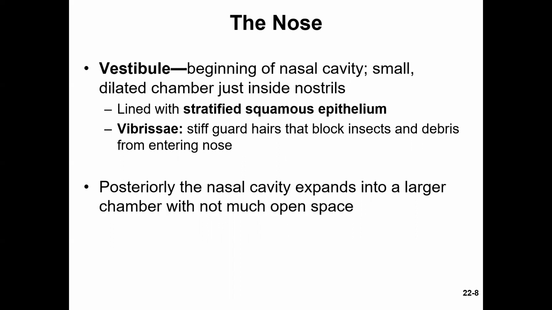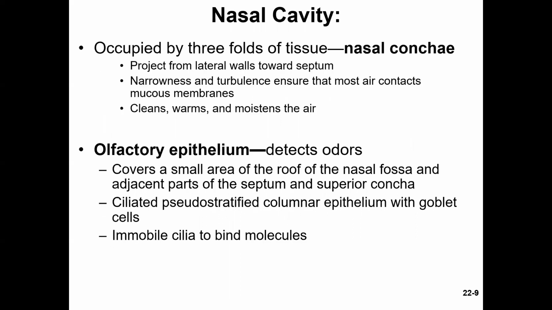Posteriorly, the nasal cavity expands into a larger chamber with not much open space. It's occupied by three folds of tissue. We call these the nasal conchae. They project from the lateral wall towards the septum. The narrowness and turbulence ensures that most air contacts a mucous membrane. This will clean it and warm it and moisten it.